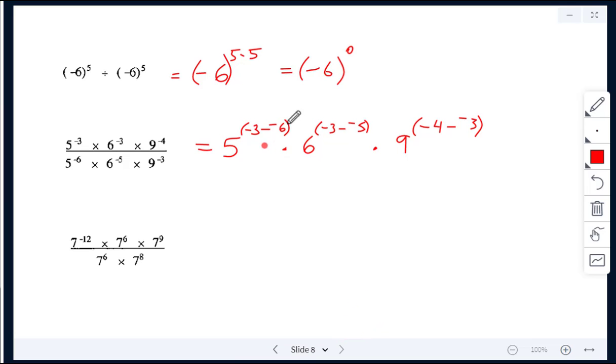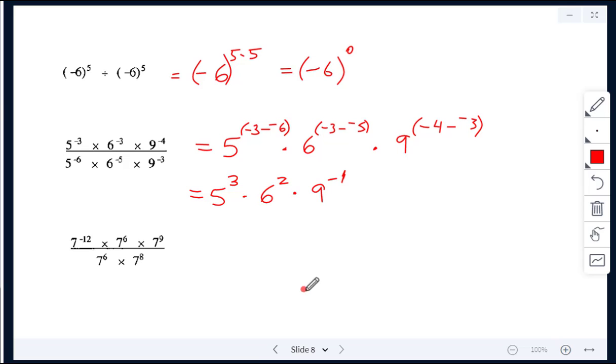Okay, use your calculator. If all of these integers are confusing, I just recommend you use your calculator, type it in correctly, negative 3 minus negative 6, that gives you 5 to the power of 3. And then we have 6, negative 3 minus negative 5, that gives me 2. And 9, negative 4 minus negative 3, that gives me negative 1. All right, so we would leave it as that in exponential form.